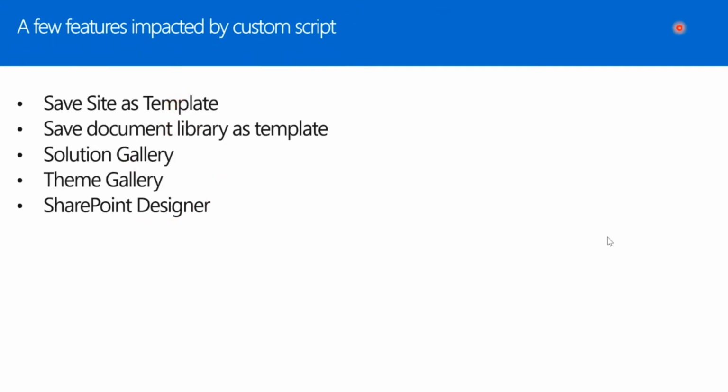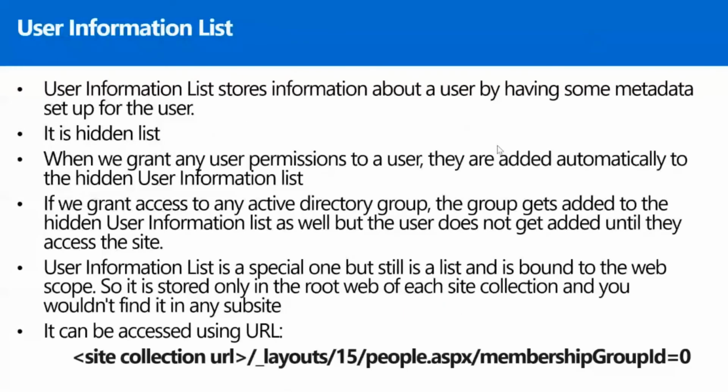I would share documentation on this, and that would list out all the features that get impacted, but these are the top 5 features that we often use, so these definitely get impacted if custom script is not allowed on a particular site collection. Okay, now let's talk about the user information list.